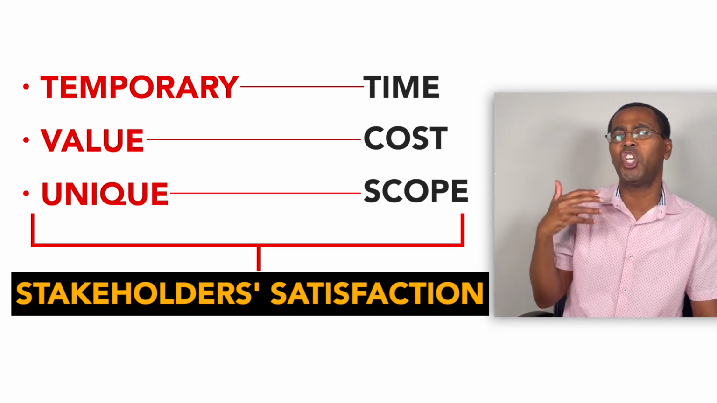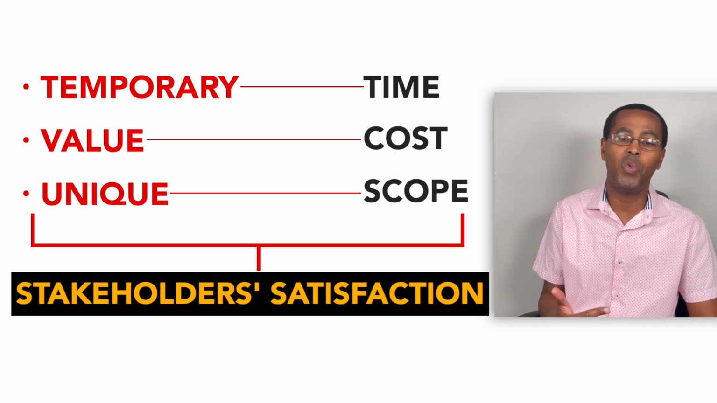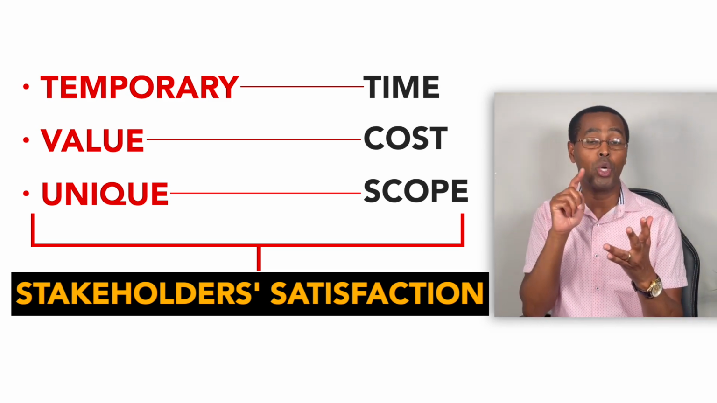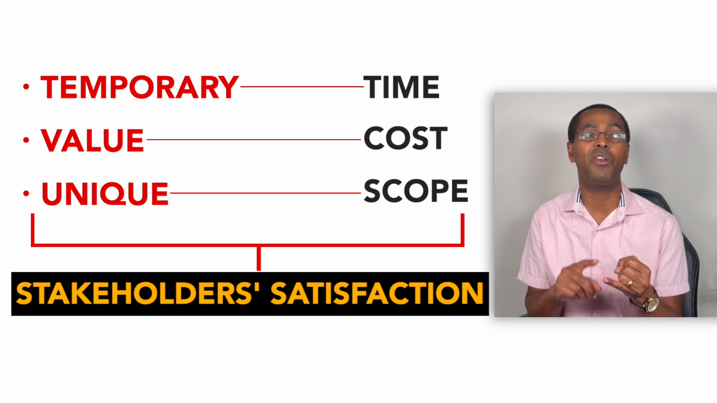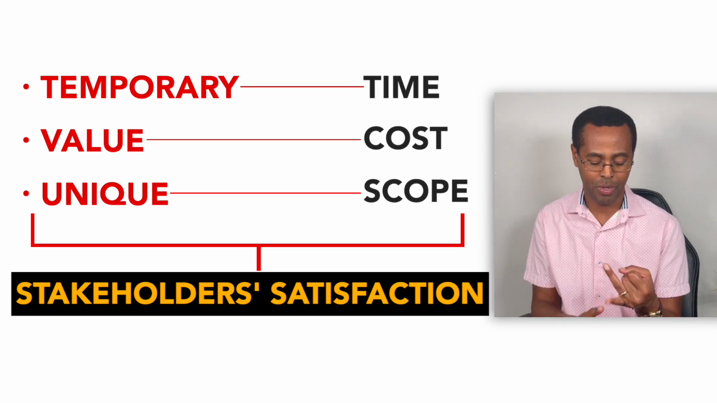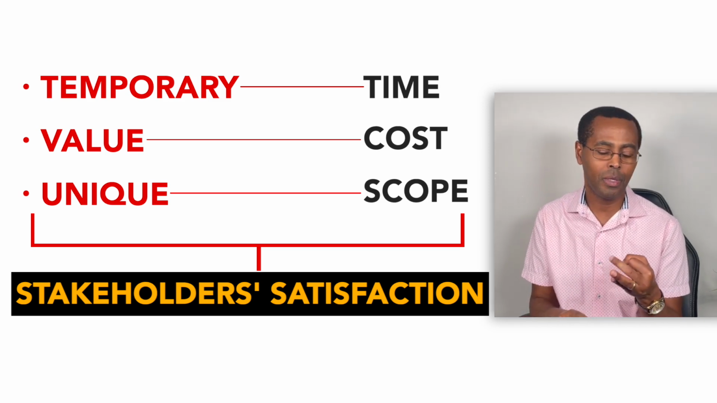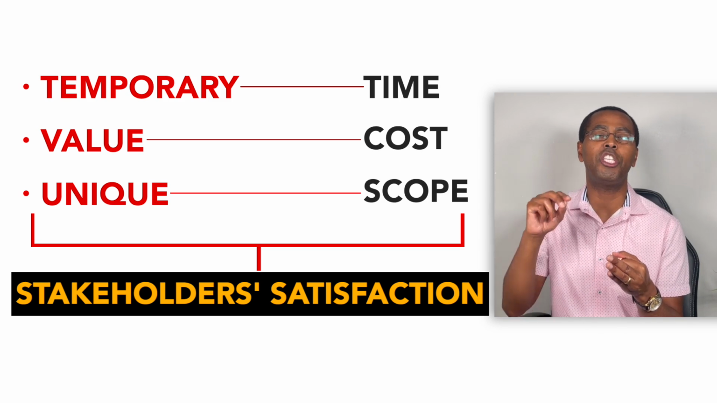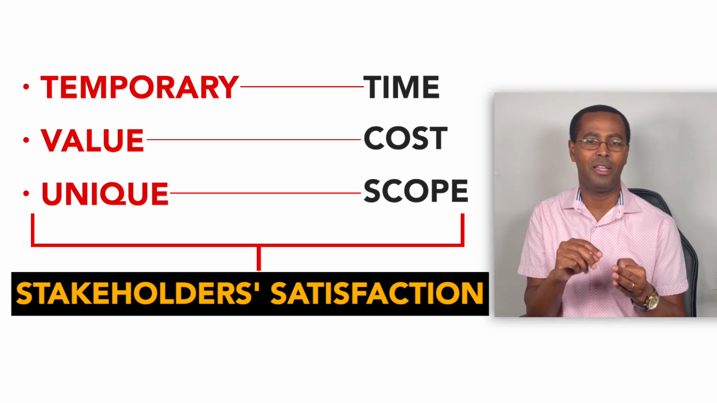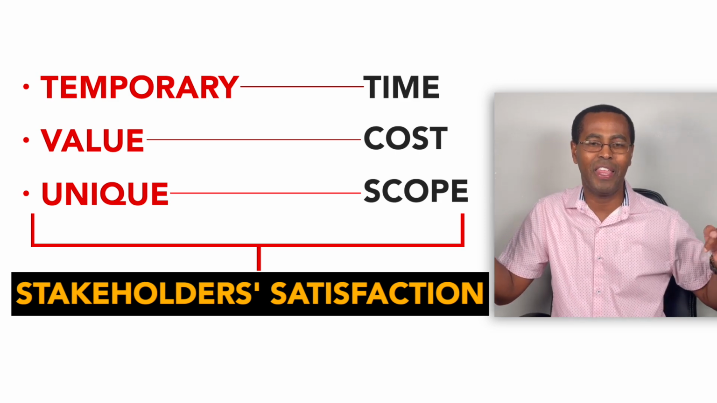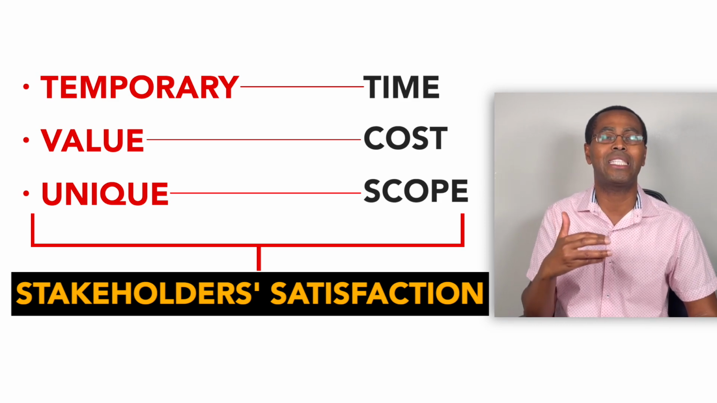So when we are checking whether this project achieved its objectives, we are checking the objectives of time, cost, and scope. So we are saying, was this project done within the time we had planned? Was this project done within the cost, the budget? Was this project done according to scope, the standards, the quality, the specifications, the size that we had defined? If that is the case, then the stakeholders are satisfied.